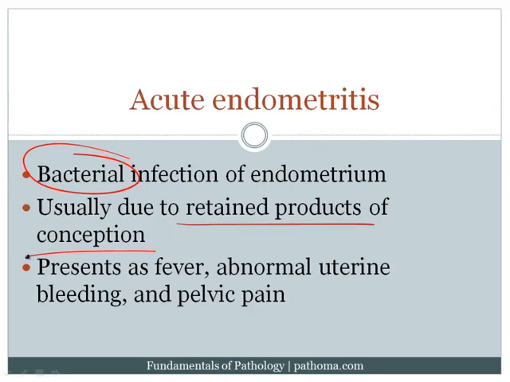The patients will present with fever, abnormal uterine bleeding, and pelvic pain. These are the classic symptoms, and they all make sense because basically you have inflammation of the uterine body. And when you have inflammation of the uterine body, there's going to be pelvic pain. And then, of course, there's infection, so there'll be fever, and then there'll be some bleeding as well. So these are the key symptoms of acute endometritis.